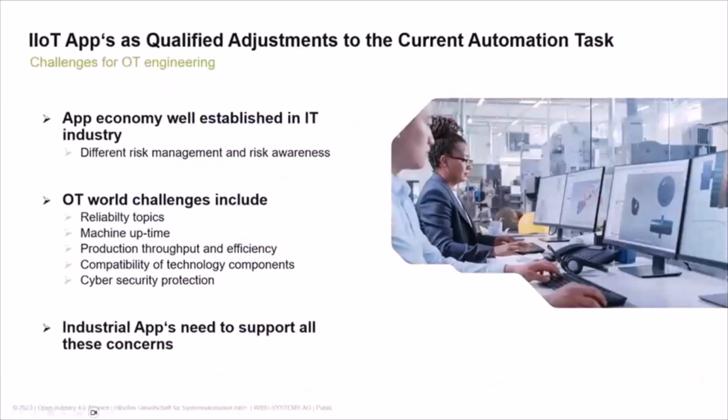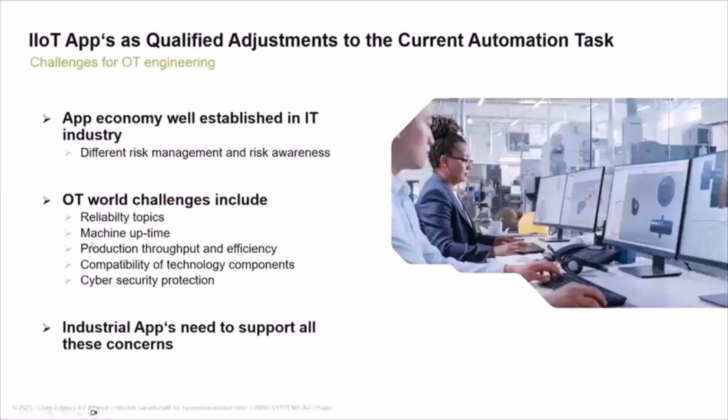Now, we see actually IoT apps as a qualified adjustment to current automation tasks. So you basically pick and choose what is relevant and important. But there's also some challenges around the corner. So our app economy is well established in the IT industry based on the risk management and risk awareness coming from there, and also the cycles that people look at. But in the OT world, we look into some additional or more extended challenges in some way.